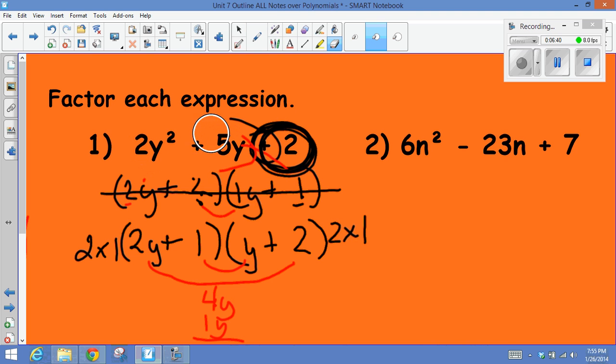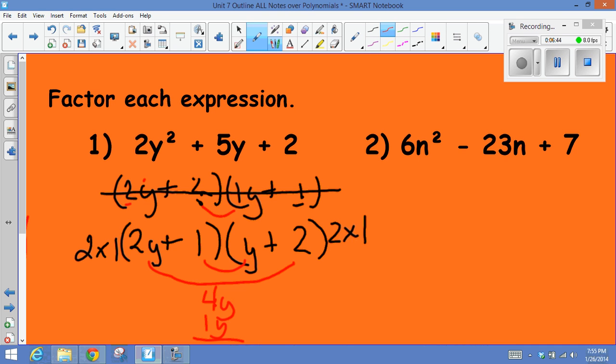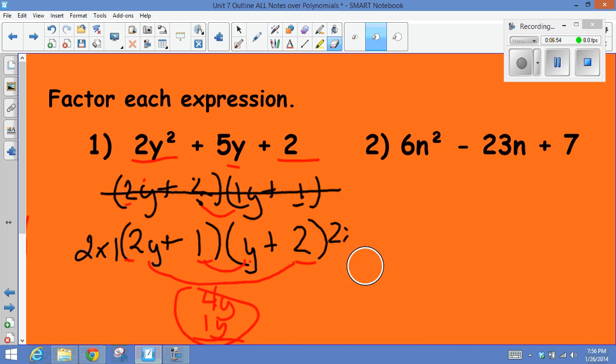And now I've just made a big mess up here, but I want to make sure I check. 2 times y gives me my 2y squared. 1 times 2 gives me my 2. And the middle does indeed get me my 5y in the middle. Okay? All right, so let's try this one.